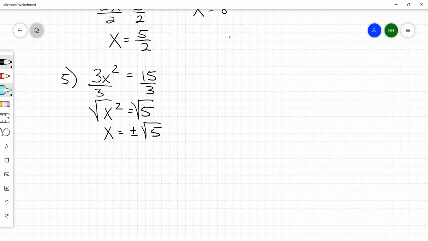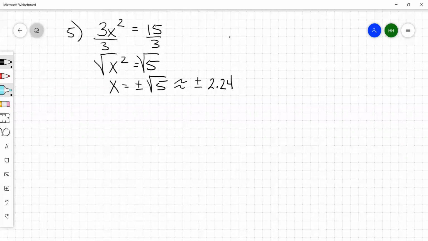You can leave it like that, or if your answers are in decimals, you can do positive or negative. You take 5 and find the square root of it, which is 2.24. So either way, it just depends on how the answers are offered up to you on a multiple choice. This is your simplest radical form. There's your decimal form. They're both equal to each other.